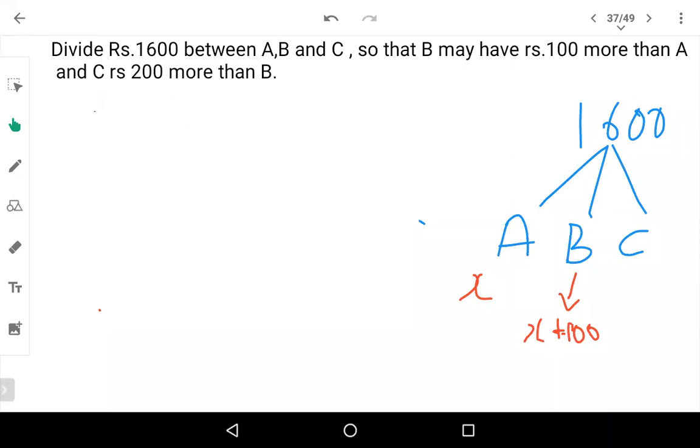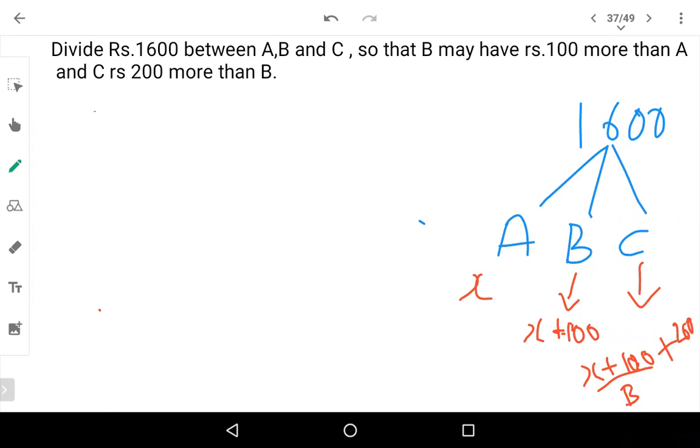Next, and C rupees 200 more than B. So it is not more than A, but it is more than B. So C is gonna have 200 rupees more than B. Now what is the B amount? B's amount is X plus 100. Correct? B's amount is X plus 100. Now, apart from B's amount, 200 rupees extra C will have. No, Bindu, it is not X plus 200.